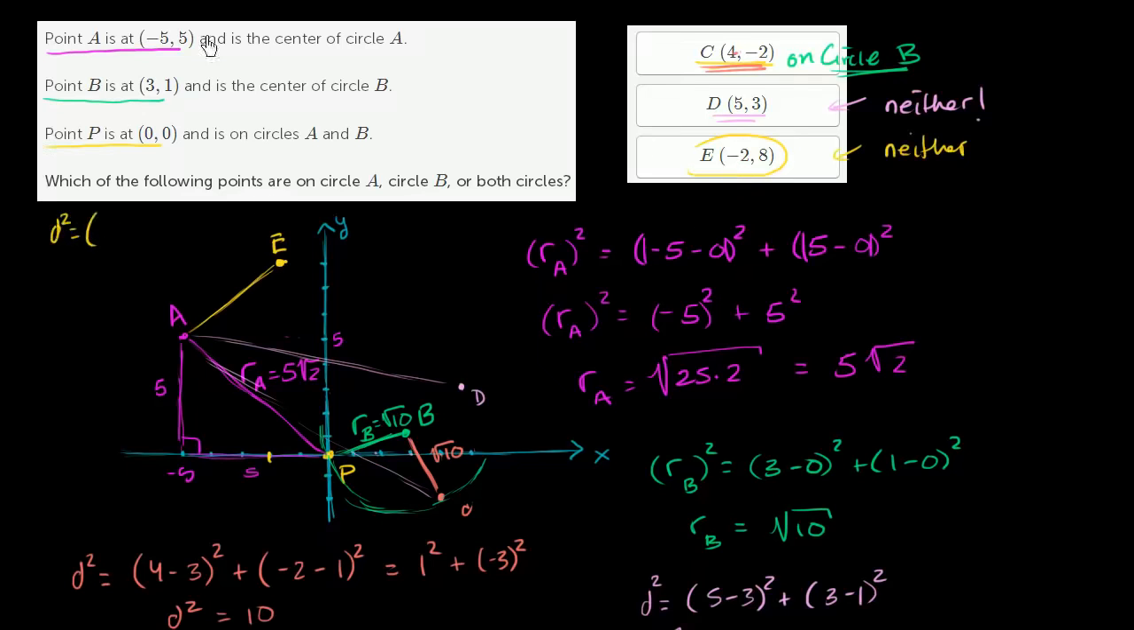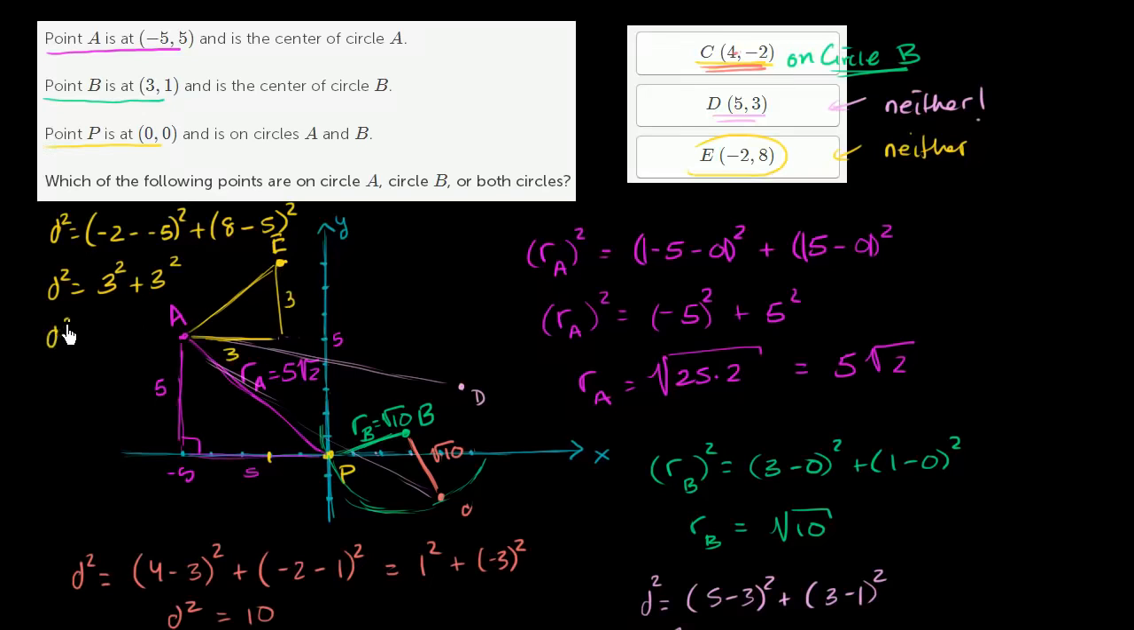So negative 2 minus negative 5 squared, plus our change in y, so it's 8 minus 5 squared. And so our distance squared is going to be equal to negative 2 minus negative 5, that's negative 2 plus 5, so that's going to be 3 squared plus 3 squared. And you see that right over here, Pythagorean theorem. This distance right over here is 3. Your change in x is 3. Change in y is 3. 3 squared plus 3 squared is going to be the distance squared, the hypotenuse squared.